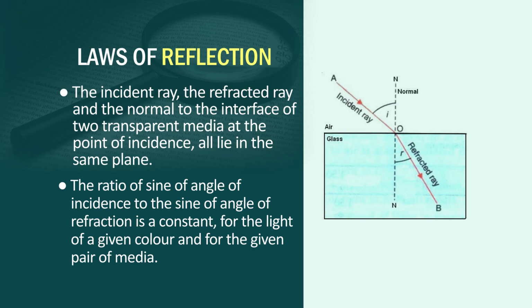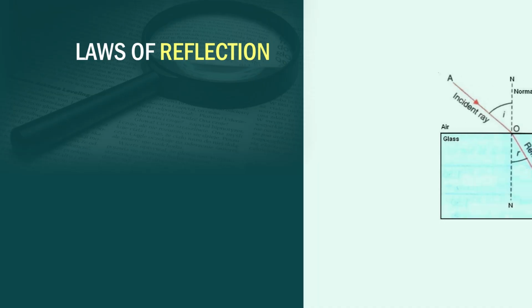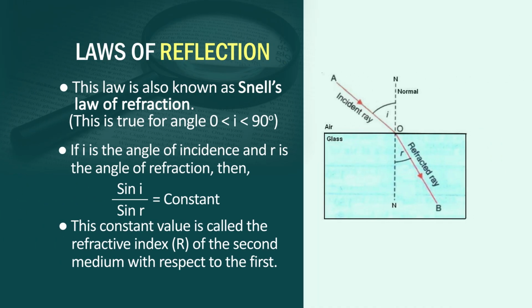And the ratio of the sine of the angle of incidence and the sine of the angle of refraction is always constant. Sine i over sine r is a constant for light of a given color or for a given pair of media. If you change the media, this ratio will change. If you change the color of the light, this ratio will change. And this law is basically known as Snell's law of refraction. Snell's law of refraction, not reflection. I told you there is an error in the title. These are laws of refraction.